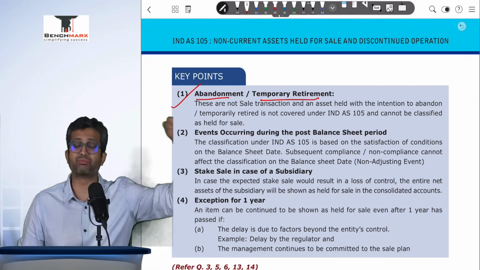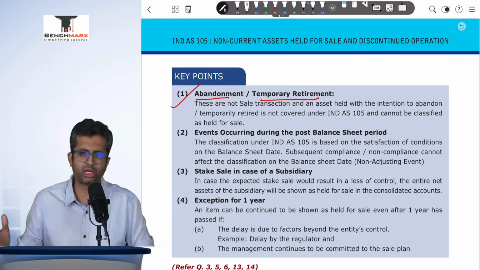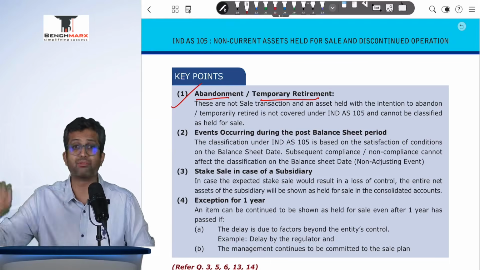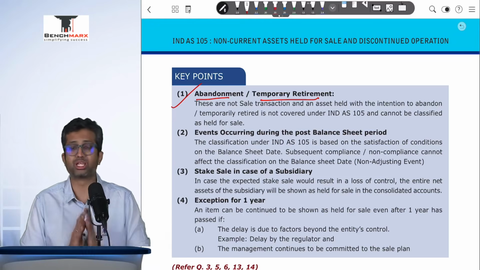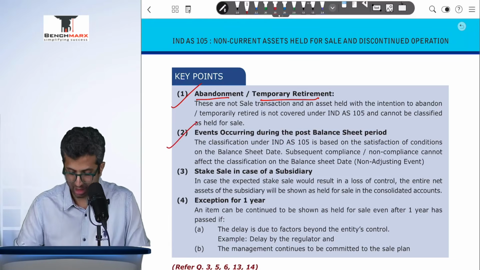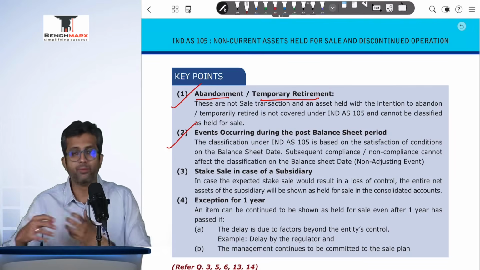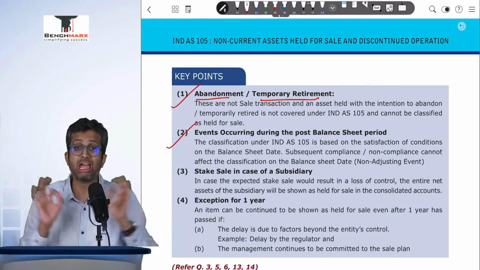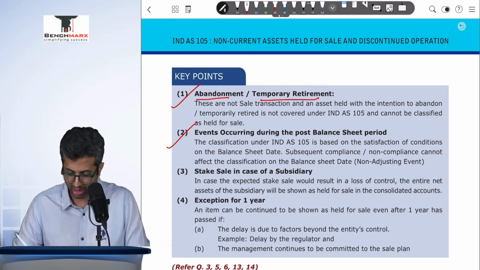Remember, the standard does not have the heading non-current assets retired from use. It is non-current asset held for sale. So if you decide to abandon an asset, whether temporarily or permanently, that will not be covered under Ind AS 105 provisions. You can have other standards, like for example Ind AS 36, to test for impairment if required. However, Ind AS 105 has a very narrow and clear focus that it has to be held for sale. Second, if there are certain events occurring in the post-balance sheet period, like a renovation getting completed or the price of an asset changing drastically, these are events occurring after the balance sheet date and hence will be non-adjusting, and will not impact the position as on the balance sheet date.